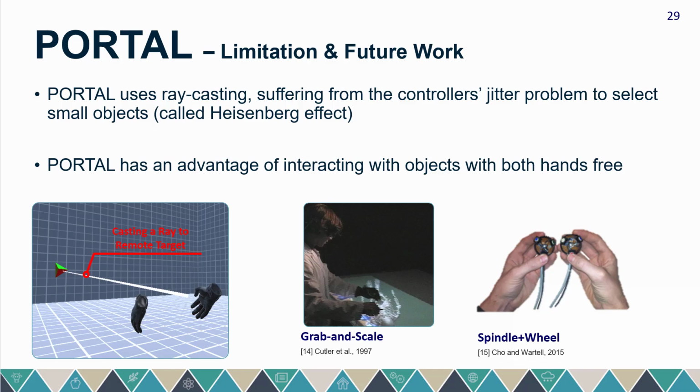On the other hand, Porter has one advantage of allowing users to interact with objects with both hands free. This enables people to easily utilize uni- and bimanual techniques to support simultaneous 6 degrees of freedom plus scale manipulation, such as grab and scale and spindle plus wheel techniques.